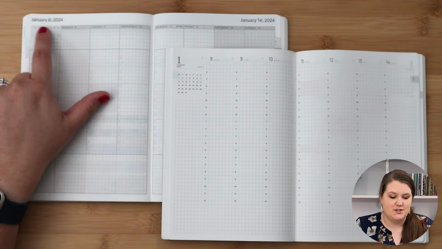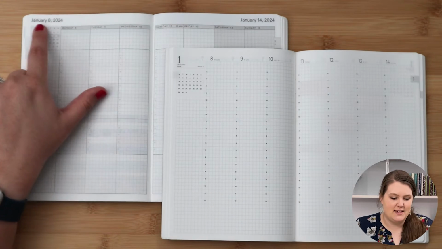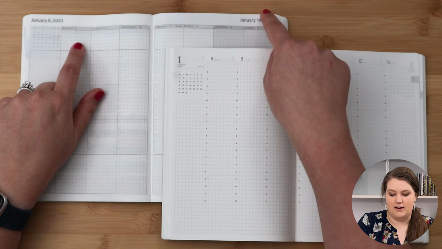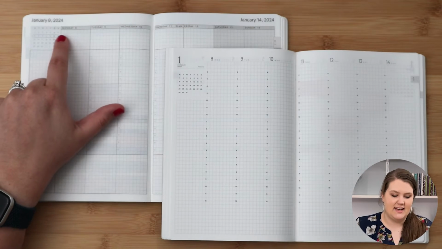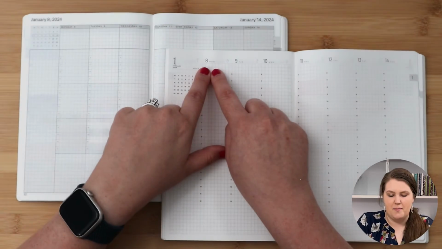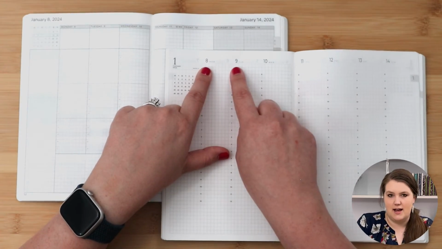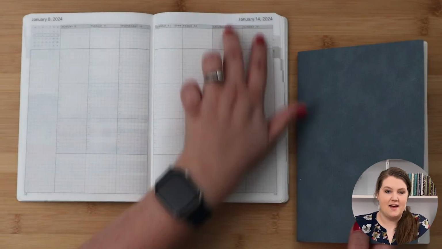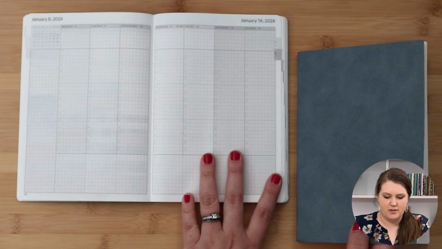In the Wonderland 222, we have the start day of the week, so January 8 and then January 14. In the Wonderland, it is written out Monday 8, Tuesday 9. In the Common Planner, it's 8 Mon, 9 Tues. And then again, we have the shading on the weekend for the Wonderland.